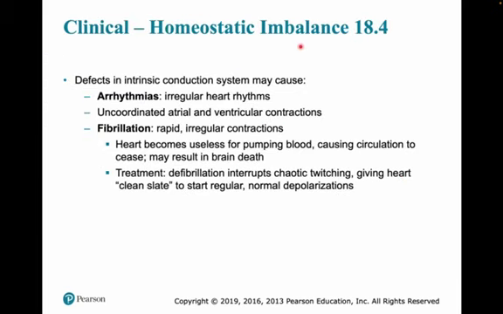Now, if there is any problem, what would happen? For example, we can see arrhythmia, which simply means irregular heart rhythm. The atrial and ventricular contraction is not regulated properly, uncoordinated. Fibrillation means rapid irregular contraction. The heart becomes less useful, basically it cannot pump blood very well, which means the blood circulation can cease and the brain will not get enough blood. It might even result in brain death. Treatment is nothing but defibrillation. Somehow this defibrillation has to happen, the irregular contraction has to be stopped.